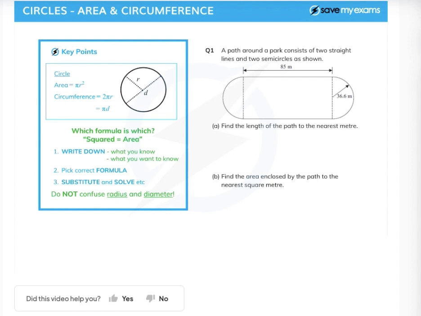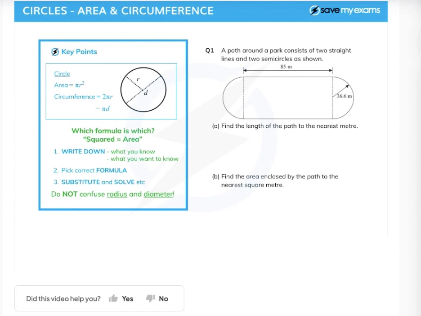So in the normal problem solving sort of way, write down what you know and what you want to know, or at least be very aware of what those things are. Pick the correct formula, pi r squared or 2 pi r, and substitute and solve or whatever you have to do, and just make sure that you don't confuse radius and diameter. Other than that, just follow your nose. So let's have a quick look at a couple of questions.